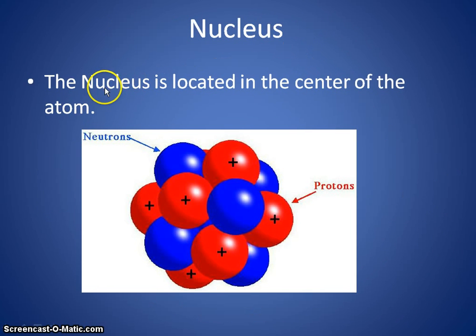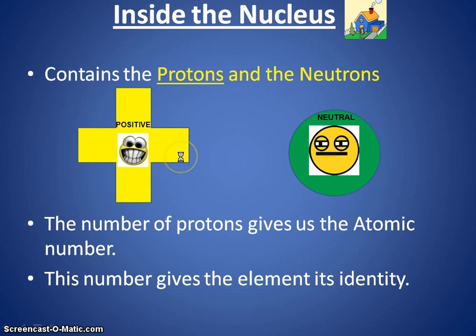The nucleus. The nucleus is located again in the center of the atom. And in the center, remember, you have 2 brothers living there. You have positive proton and then neutral neutron here. Again, here's positive, neutral, inside the nucleus. There's the house, so they live inside the nucleus. Now, the number of protons gives us the atomic number. So positive proton here determines the number of protons, and this number gives the element its identity. So if this positive proton changes, it becomes a new element, and we'll talk about that more in a bit.